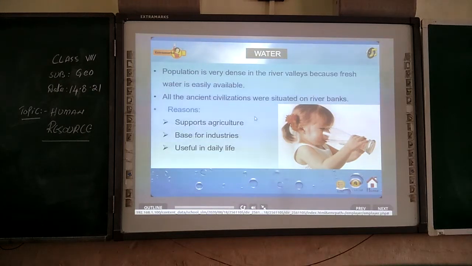Especially you see the population is very dense in the river valleys because fresh water is easily available. All the ancient civilizations were situated on the river banks. Reasons are it supports agriculture, is a base for industries, and is useful in daily life. That's why most of the people in ancient stages started settling down in the river basins, on river banks, near the river valleys.